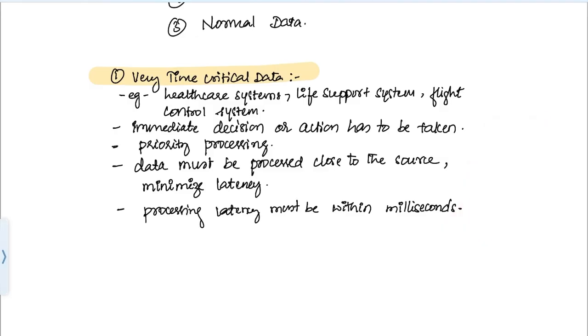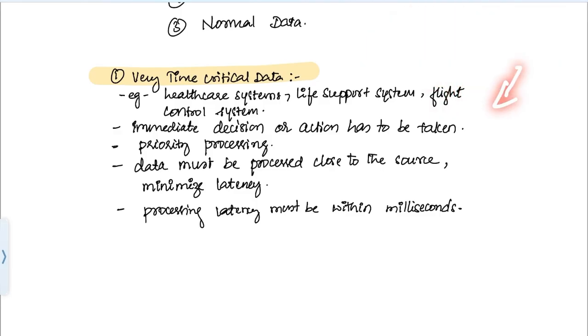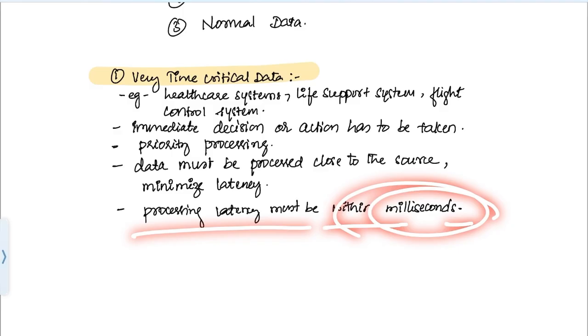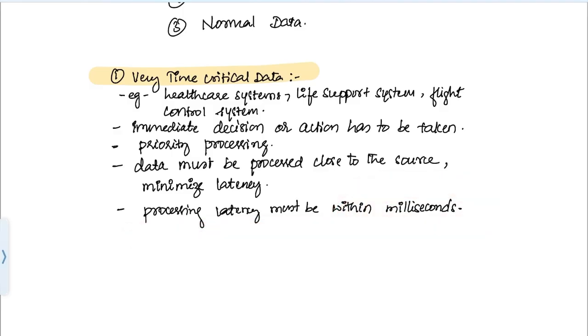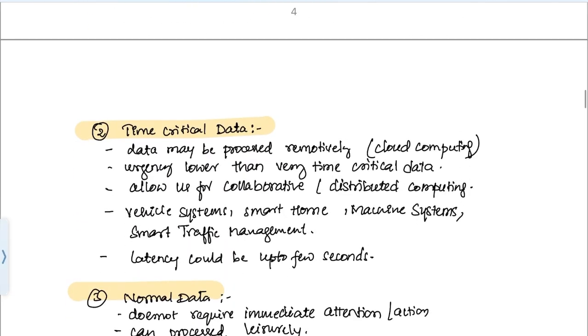If minimum latency is not there, suppose we are speaking of a healthcare system, where a patient's pulse rate is being measured, and it has to be processed and displayed on the monitor. If the latency is high, then displaying will take a lot of time. When displaying takes a lot of time, the doctors may not be able to decide anything. So processing latency must be within milliseconds. Within milliseconds it has to be processed. So that's what we speak about very time critical data.